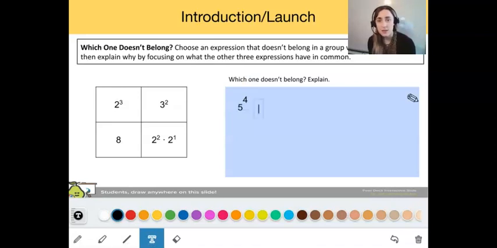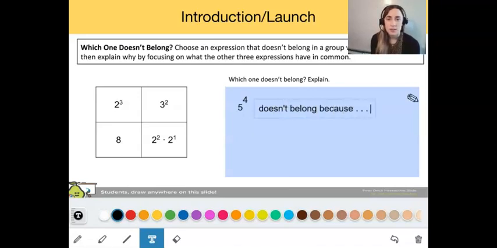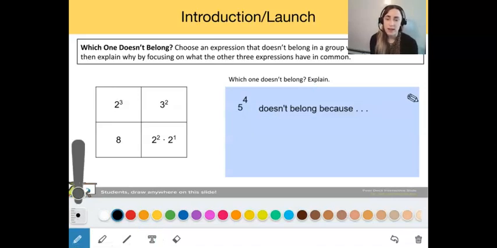And your sentence stem for explaining your answer, if you'd like one, can be doesn't belong because. So you're going to choose one of those expressions. If you choose one with an exponent, you can show it that way. And then you're going to say it doesn't belong because and give your reasoning. In Peardeck, you can also circle your answer by using the pencil icon in the bottom left.